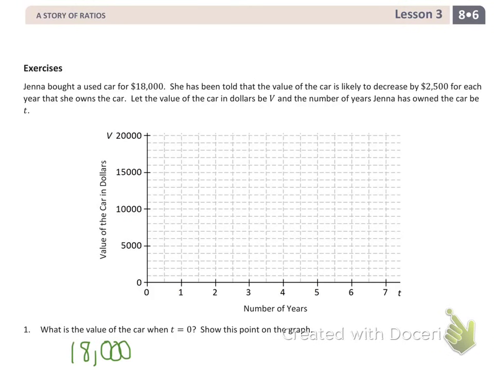So it looks like each of these is standing for 1,000. 16, 17, 18. Right there. So there's the $18,000 at the brand new car. Or no, actually it's a used car, but its initial value is $18,000. Okay, so there's our first point.